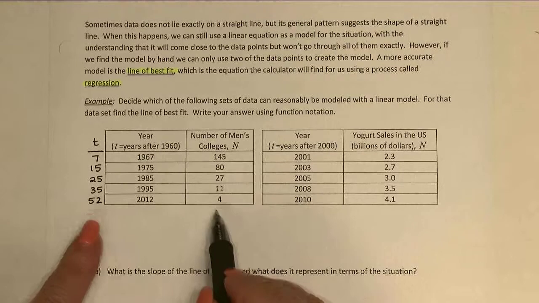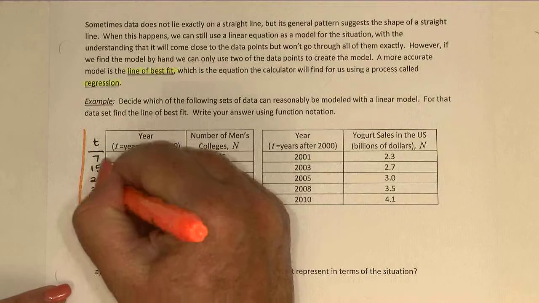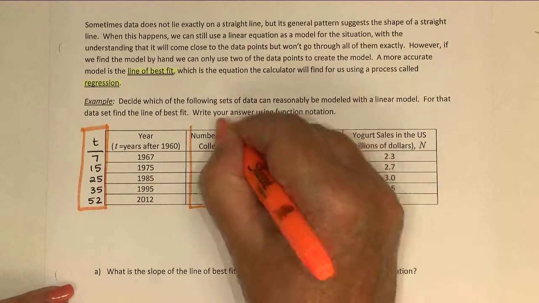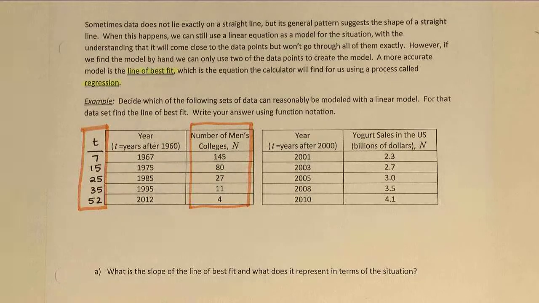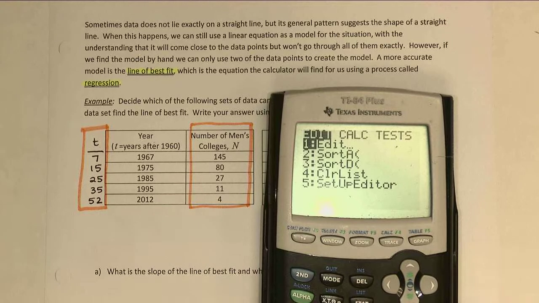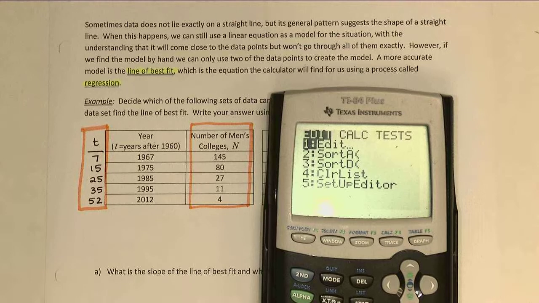All right, let's put this data in. We're going to be using the t-value for our first column, and then the n, number of men's colleges, for our second column. We won't actually put the years into the calculator. So we want to go to our Stat menu, and the very first option is Edit, which is what we want to do, put in data. So I'm just going to hit Enter.